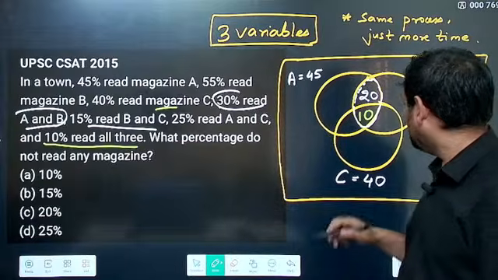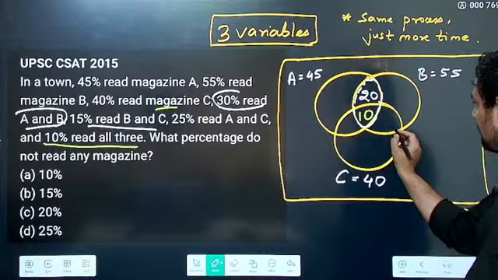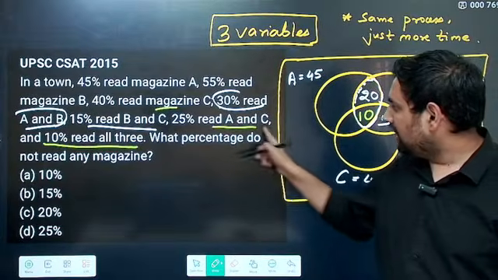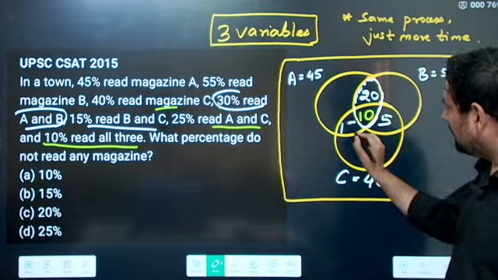15% read B and C. So this is B, this is C. 15%, so this whole is 15. This is 10, then this is 5. Then next is 25% read A and C. So this whole is 25. This is 10, then this is 15.